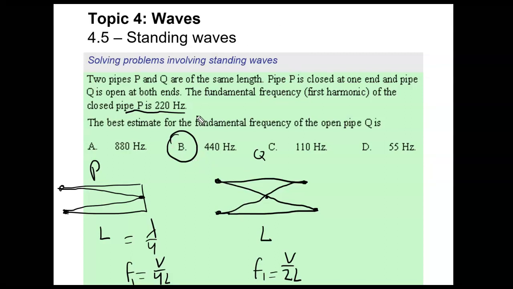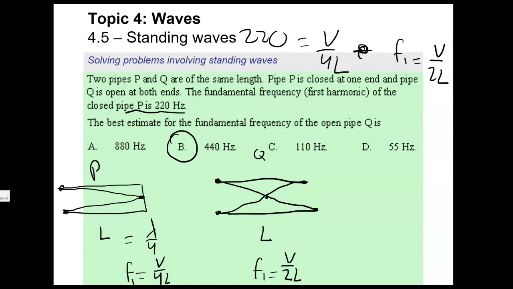Okay, because in other words, if I were to plug in numbers here, I know 220 equals V over 4L. And if you were to compare that to a different F1 where you had V over 2L, the only difference between these two is this one is divided by 4 and this one is divided by 2, so this one is half of this one. Okay, so the answer there is B.